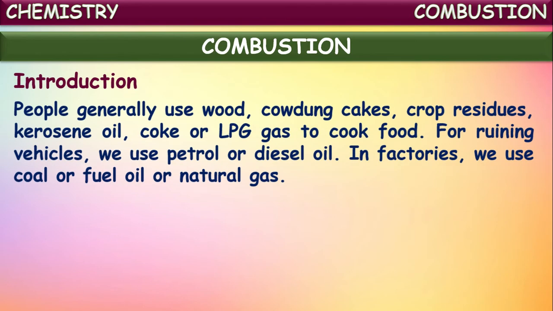People generally use wood, cow dung cakes, crop residues, kerosene oil, coke or LPG gas to cook food, and these are all used for cooking purposes in domestic work, isn't it? And for running vehicles, we use petrol or diesel oil. And of course, some vehicles move with kerosene also. So substances like petrol and diesel oil are used for running vehicles.